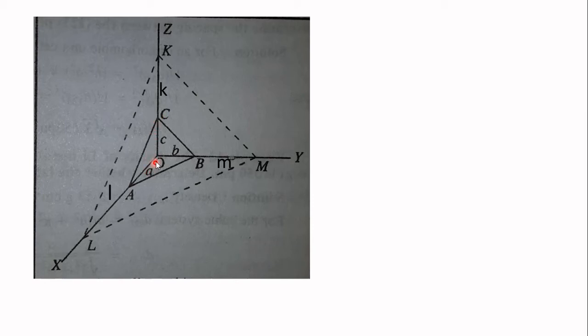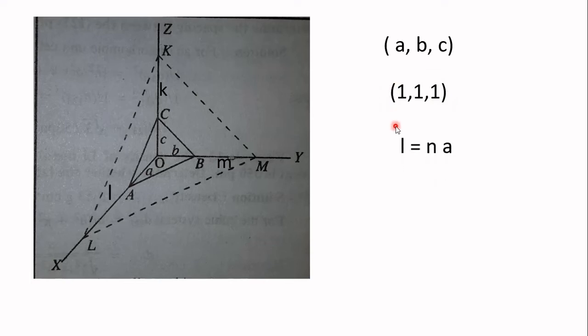And A is the intercept along the x axis, B is the intercept along the y axis, and C is the intercept along the z axis. Now I am considering it is a unit plane. Hence the intercept along the x axis is a small a, along the y axis is a small b, along the z axis is a small c. Now you consider the coefficient of the intercept, that is 1, 1, 1. This is what we call Weiss indices.